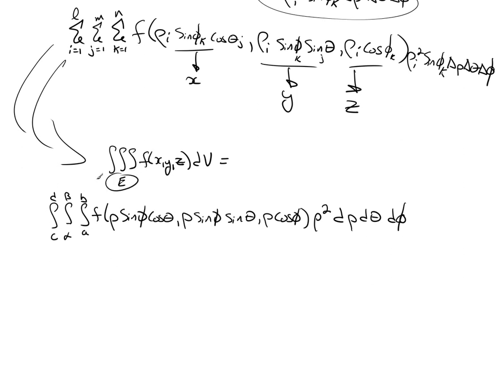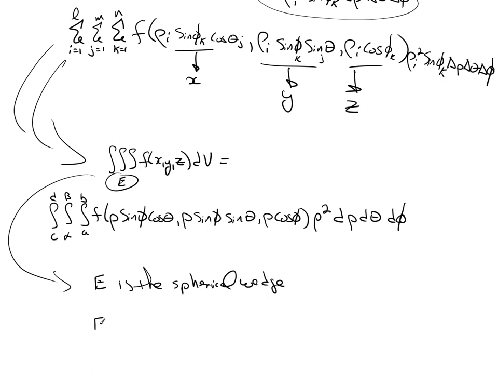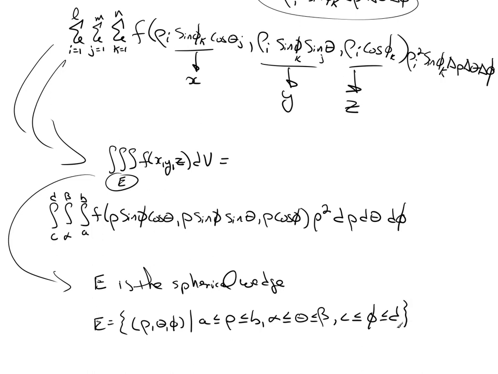where E, this E, is a spherical wedge, defined by E equals the set of rho, theta, phi such that a is less than or equal to rho, which is less than or equal to b; alpha is less than or equal to theta, which is less than or equal to beta; and c is less than or equal to phi, which is less than or equal to d.